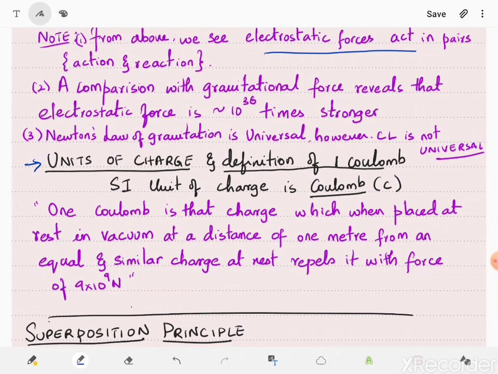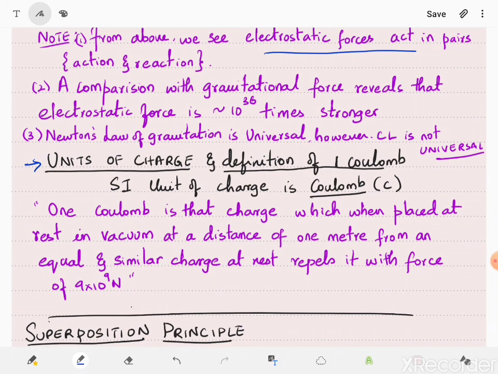This question is asked a lot of times as a one marker, or probably a question may be asked in this way: state Coulomb's law and define 1 coulomb. It can be asked as a 3-mark question, or it can be asked as a 2-mark question, depending upon the weightage, right? So this is all about Coulomb's law.